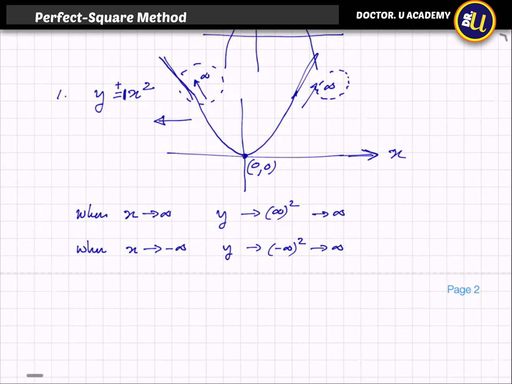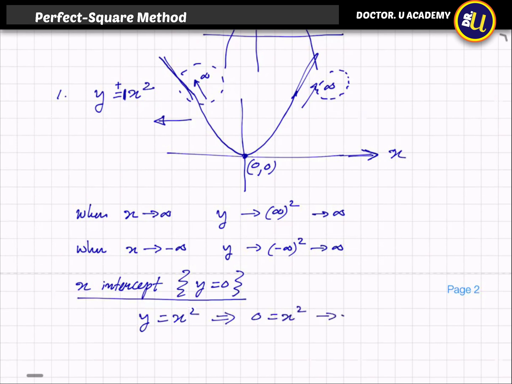Now in this equation, what are the x intercepts? The x intercept is when y is equal to 0 always. So now you have y is equal to x squared. So y is equal to 0, it's x squared, so x is equal to 0. So x is equal to 0, y is equal to 0. That's what you got here, 0, 0.